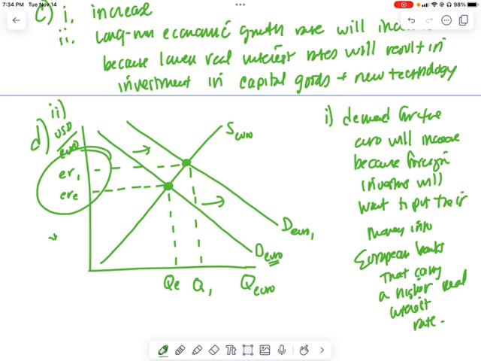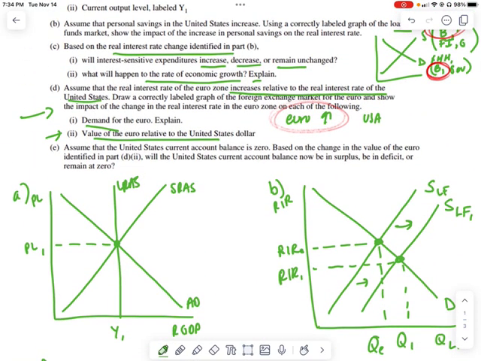Okay, and then the last part of this question is E. Oh my goodness, my favorite part. What's my favorite part? D or E? I'm not sure. They're both international trade, so I'm into it. It says, assume the United States current account balance is zero. Based on the change in the value of the euro identified in part 2 of D, will the U.S. current account balance now be in a surplus, a deficit, or remain at zero? Okay, so let me tell you the answer first and then I'll explain. So first of all, you only have 3 options. You have a 33% chance. So if you're not sure at all, let's do our best.